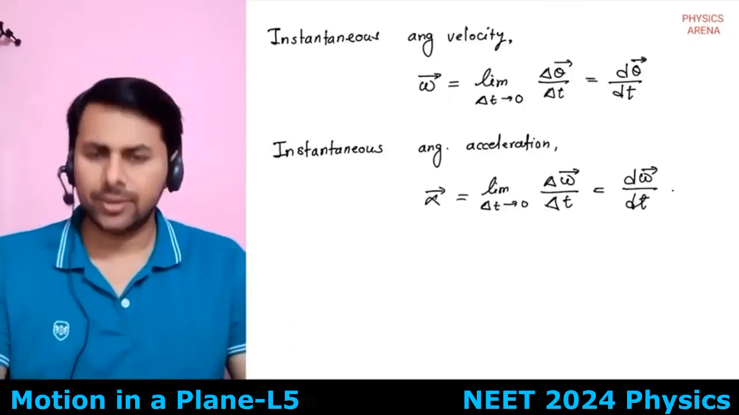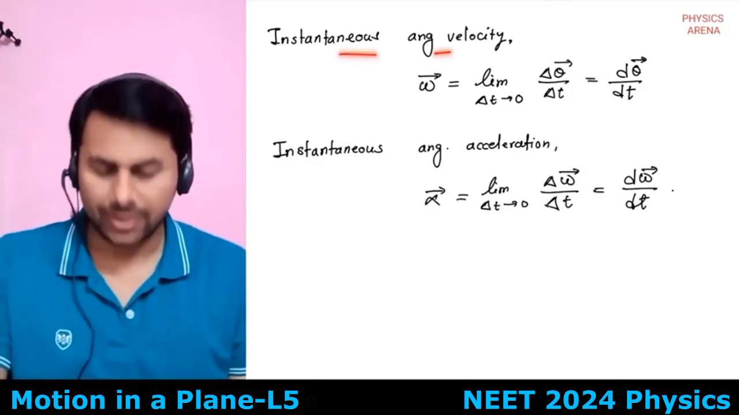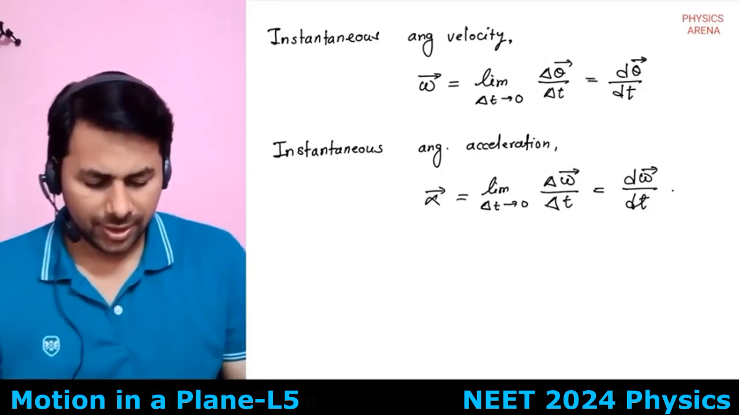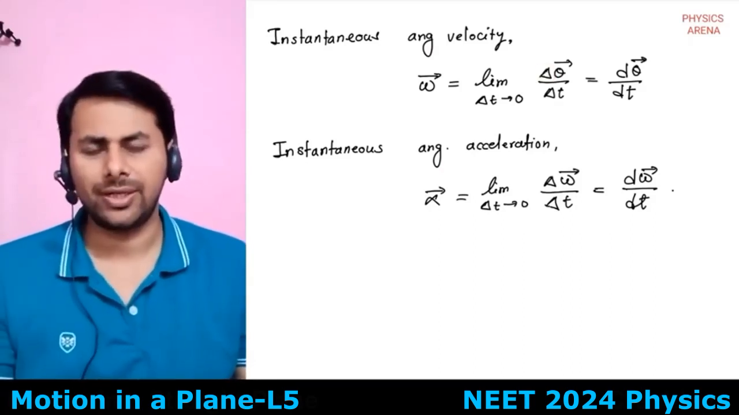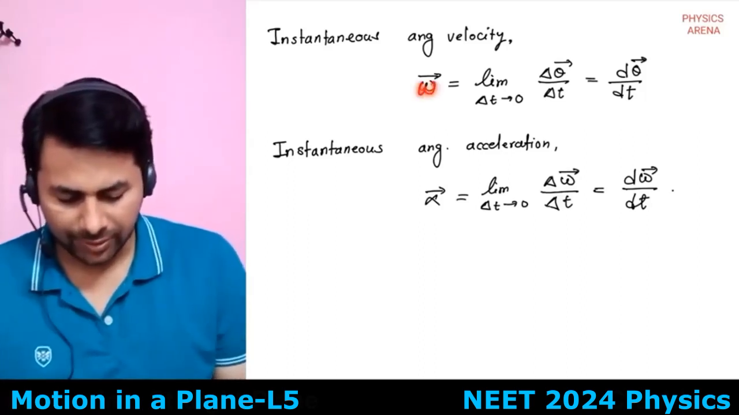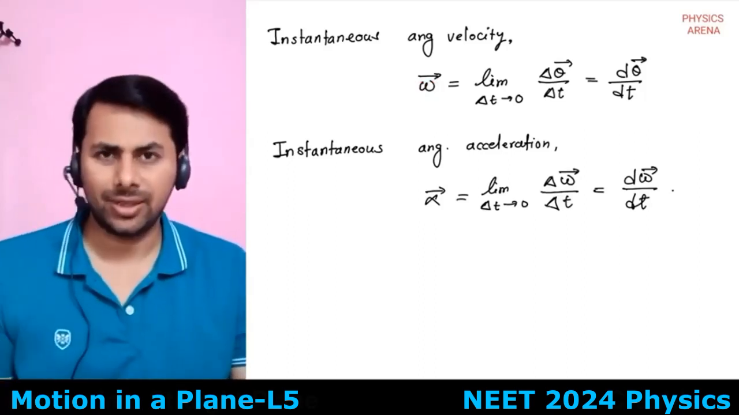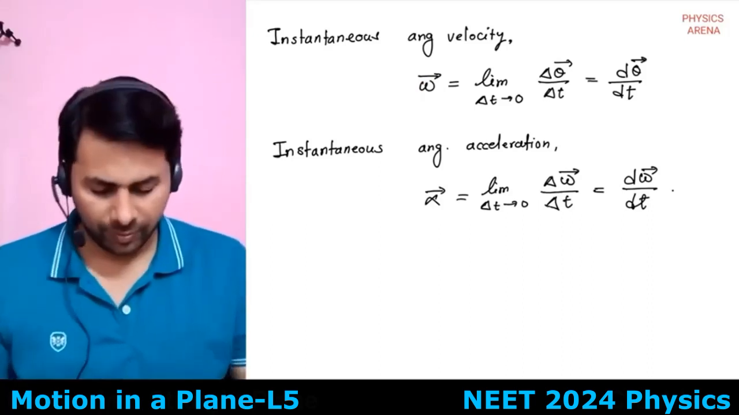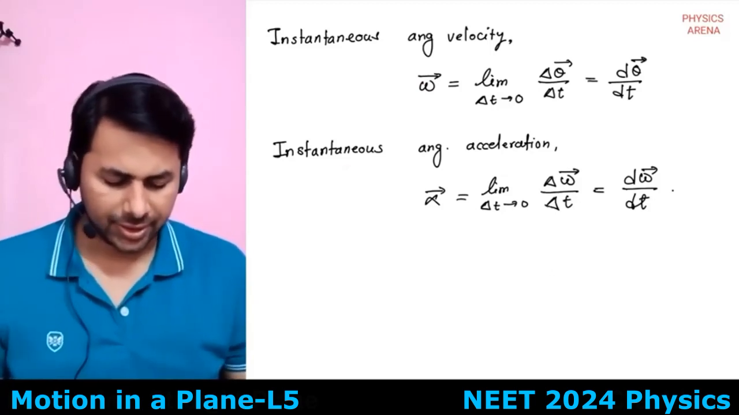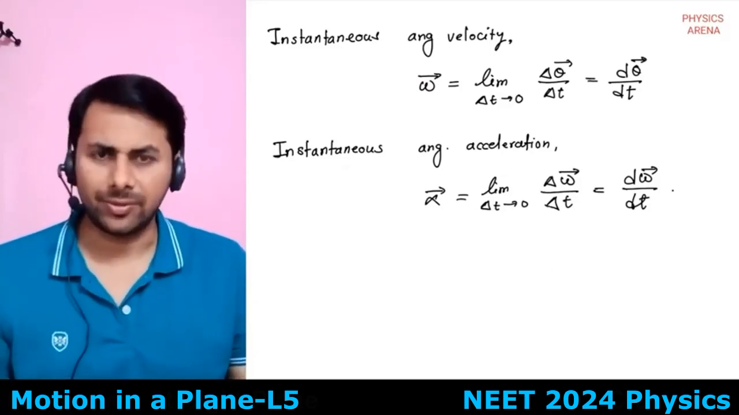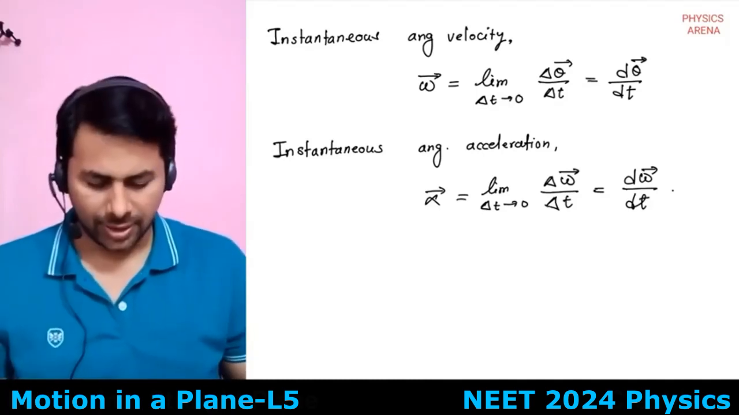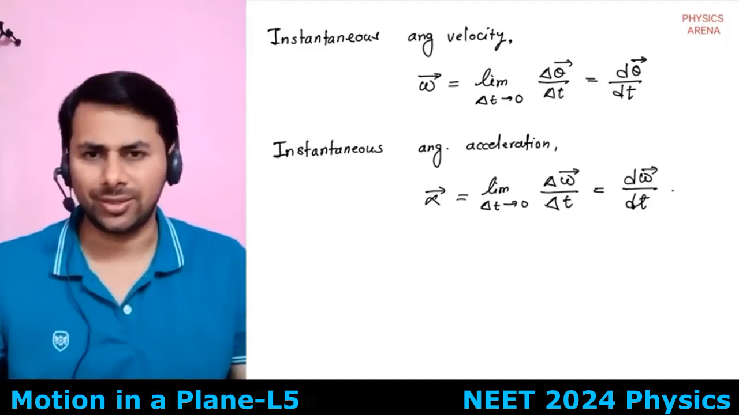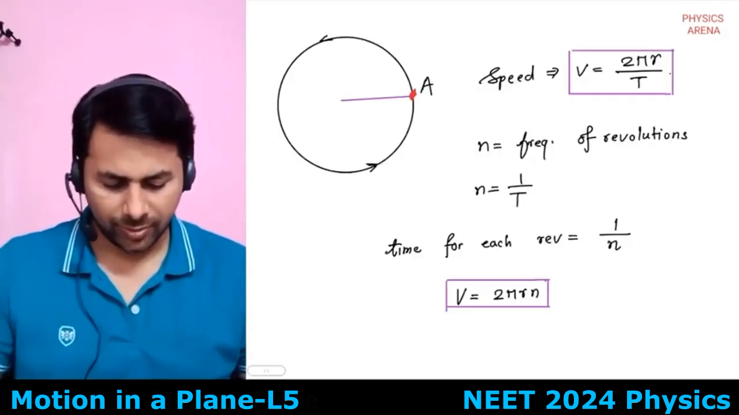Then similarly, we can find out the instantaneous angular velocity and instantaneous angular acceleration. Just instead of ratio, we'll take derivatives. Instantaneous angular velocity is the derivative of theta with respect to t, the derivative of angular displacement with respect to t, and instantaneous angular acceleration would be the derivative of omega with respect to t. This is how we find out the instantaneous quantities. So these are a few basic terms.